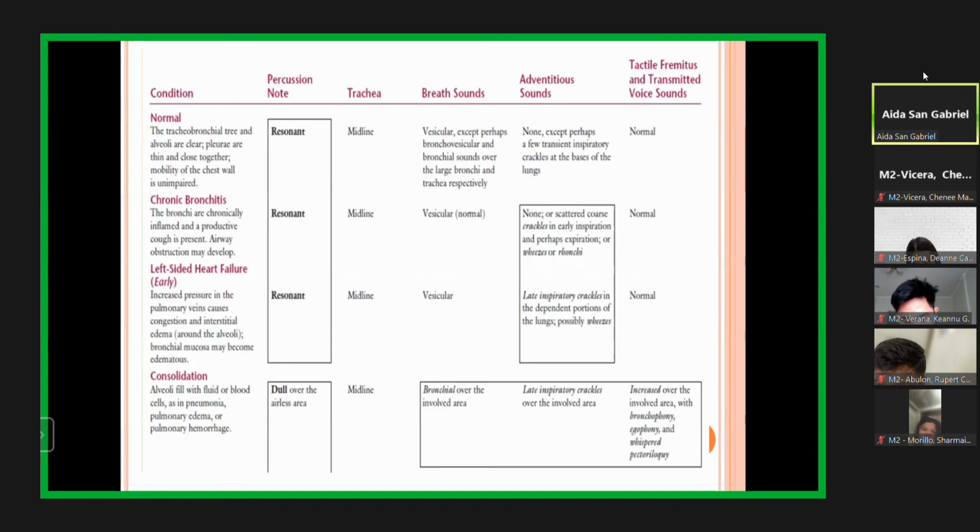In contrast, in patients with consolidation, pneumonia, the percussion note is dull over that area. The trachea is not shifted. It is located at the midline. The breath sounds are bronchial over the involved area. And you now find adventitious sounds. You hear crackles. And the tactile fremitus is increased over the involved area. So you have increased fremitus with additional findings of bronchophony, egophony, and whispered pectoriloquy. So that is a finding of your pneumonic consolidation.